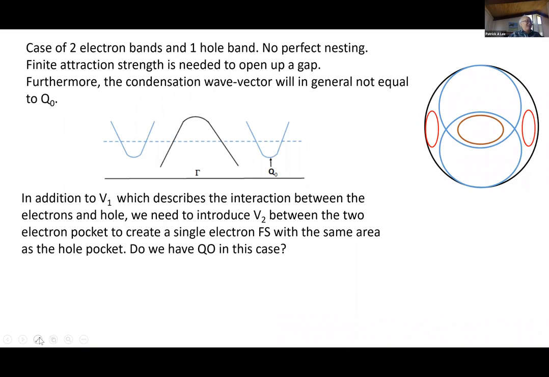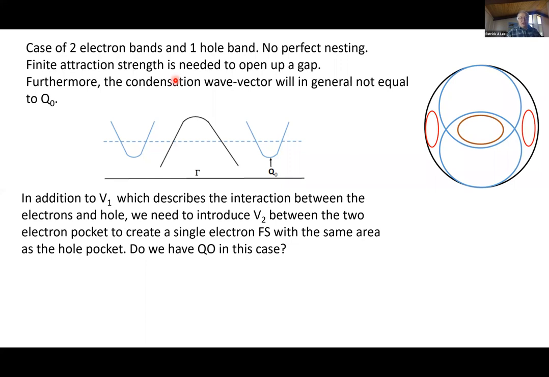There's one complication in that we actually have two electron bands and one hole band. If I had one electron band and one hole band, then there's perfect nesting, if they're both circular. But if I have two of them, then they have different areas. So in general, there's no perfect nesting, and then you need a strong attraction to open this gap. To make a long story short, it's not that obvious that my gap modulation would survive.